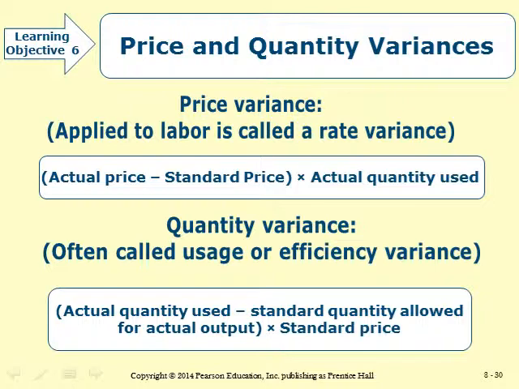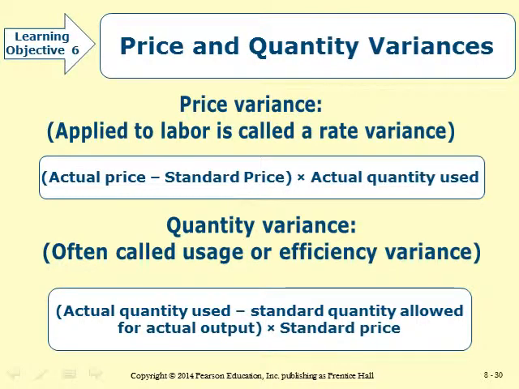The quantity variance indicates whether management used more or less than the standard quantity of input for the output achieved. And so our quantity variance is equal to the actual quantity used minus the standard quantity allowed for actual output times the standard price.